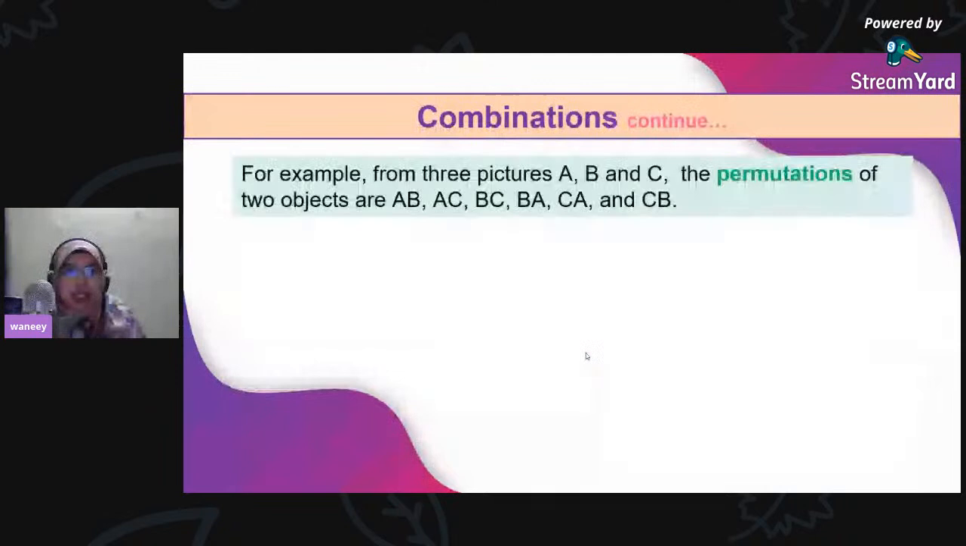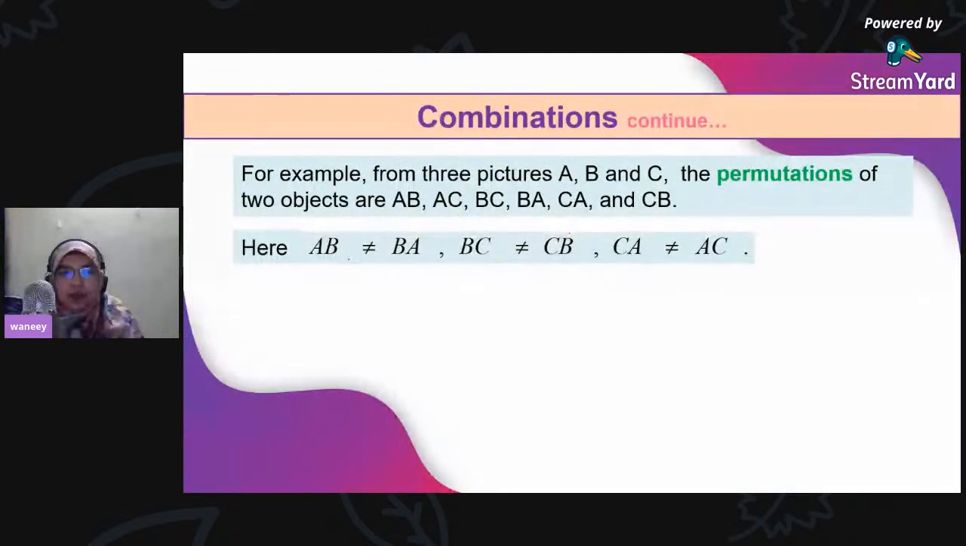Okay, so for example, from 3 pictures A, B and C, the permutation of 2 objects are AB, AC, BC, BA, CA and CB. Okay, so for this permutation, AB is not equal to BA. So what does it mean? AB, A on the left hand side, B on the right hand side. BA, that means B on the left hand side, A on the right hand side. So we got two different things. BC also not equal to CB because one of them has B on the left hand side, another one B on the right hand side. And CA also not equal to AC because one of them on the left hand side, one of them on the right hand side.